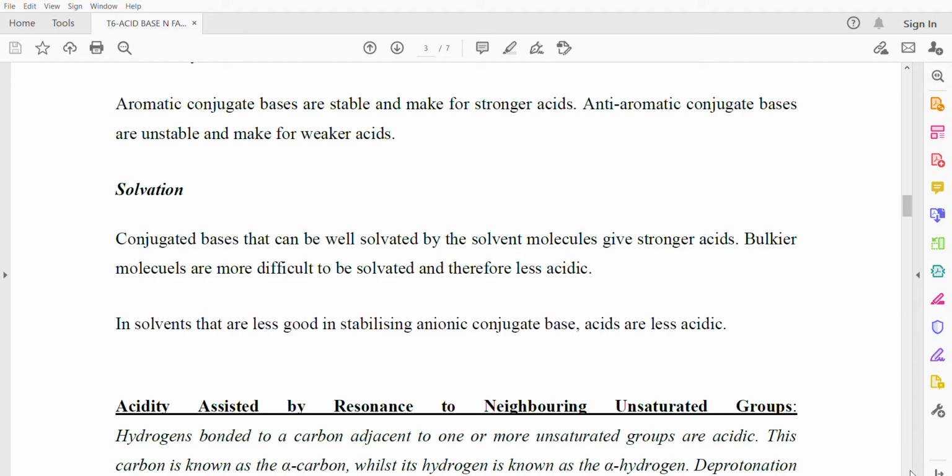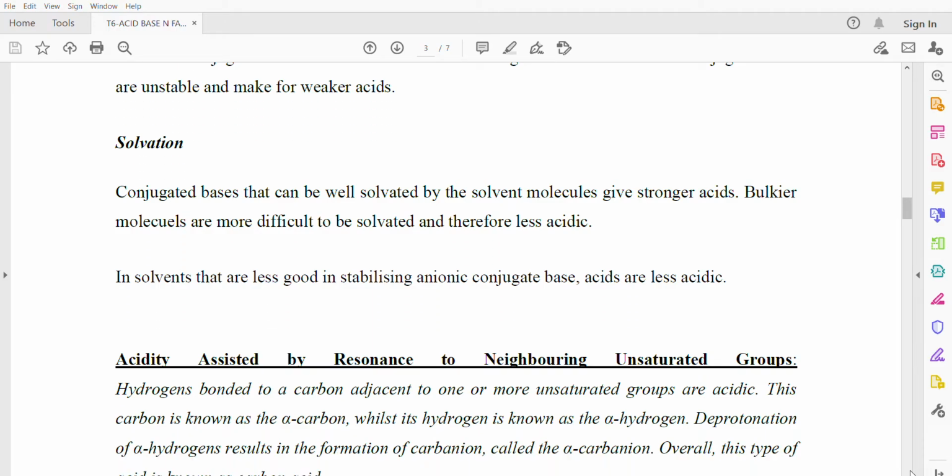But if the compounds are heavy or bulkier, due to steric effects it is difficult to solvate, and they will become less acidic, because we have to see many factors. Sometimes one factor is dominant, but at the same time many factors should be seen, and they play an important role in making a compound more acidic or more basic.